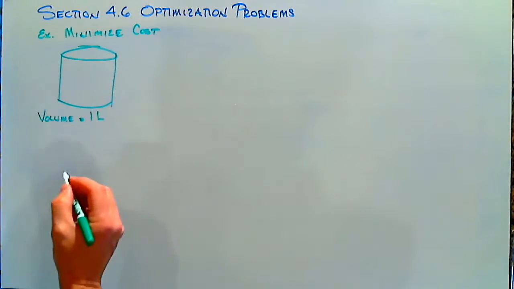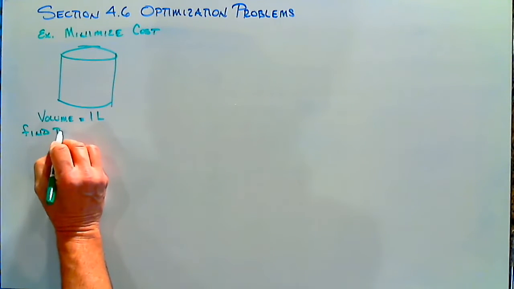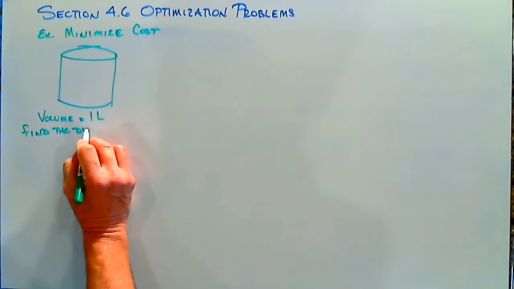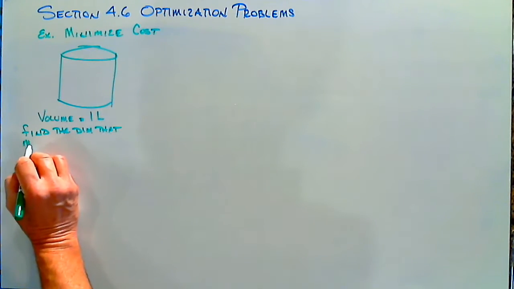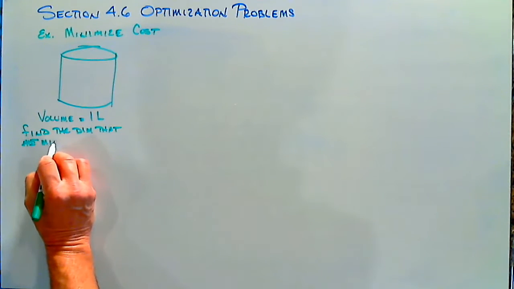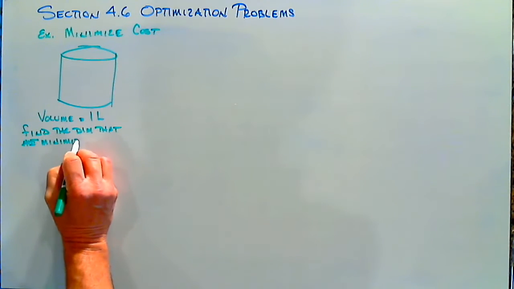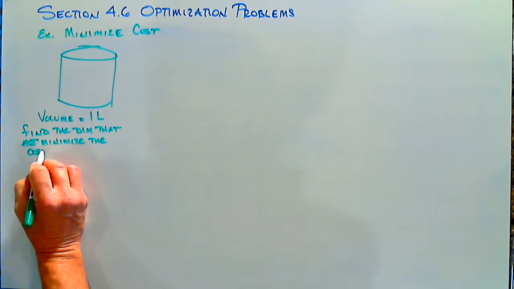We'll say our can is made out of metal, so we want to find the dimensions that minimize, right? Don't use maximizing here. Now I'm going to write max, so let's cross that out. That minimize the cost of the can.